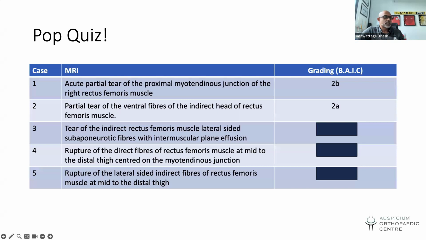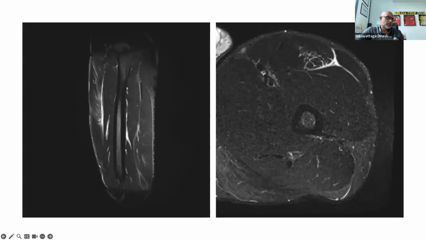Next one is a tear of the indirect femoris muscle with lateral-sided subaponeurotic fibers with intramuscular plane effusion. So again, I put this down as a 2A, mainly because there wasn't a significant gapping of the muscle, but there was definitely some sort of disruption at the plane as well. This is probably more a mixed sort of injury because of the diffuseness of it. So yeah, I guess for me, maybe 2A, but open to debate again.